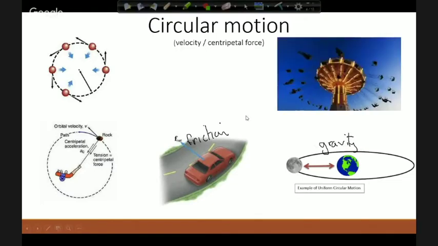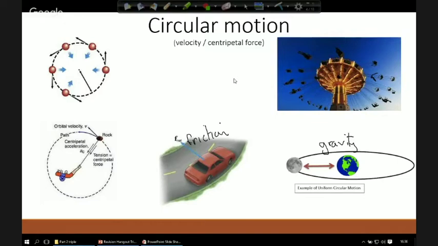And then one last example that you need to know about is objects in circular motion which are being held there by either a string or a structure. So here we've got a kind of funfair ride with seats on the end of string. That is being held in place by the tension in the string. So there is tension acting towards the center of the circle.